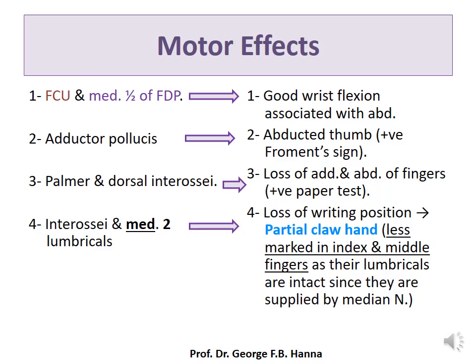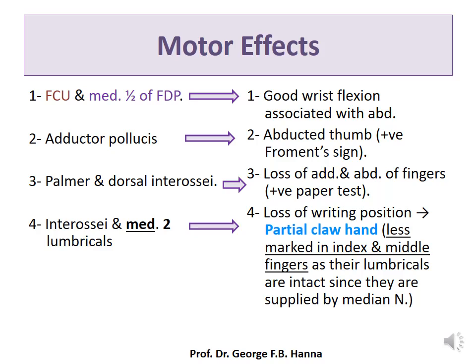Since the flexor carpi ulnaris and medial half of flexor digitorum profundus will be paralyzed, the wrist flexion will not be that severely affected. The patient will have good wrist flexion, but it is associated with abduction. Since the flexor carpi ulnaris is paralyzed, the flexor carpi radialis will take the upper hand and make some radial deviation or abduction of the hand each time the patient does wrist flexion.